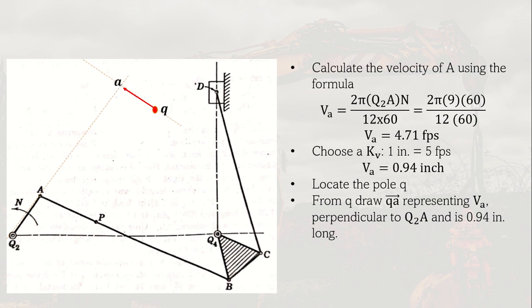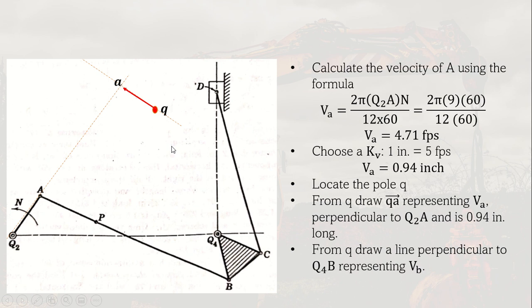So that's why we have here QA. So the value of that is 0.94 inches long. It doesn't have to intersect now because it just has to be perpendicular. So this is 0.94 inch. That now represents the velocity and the direction of A.